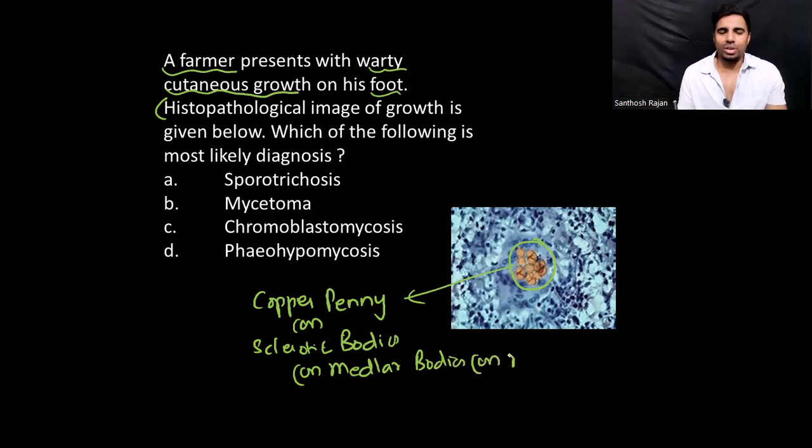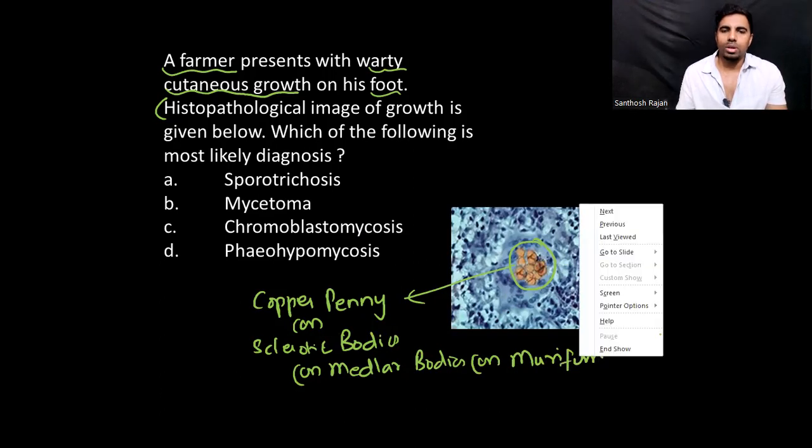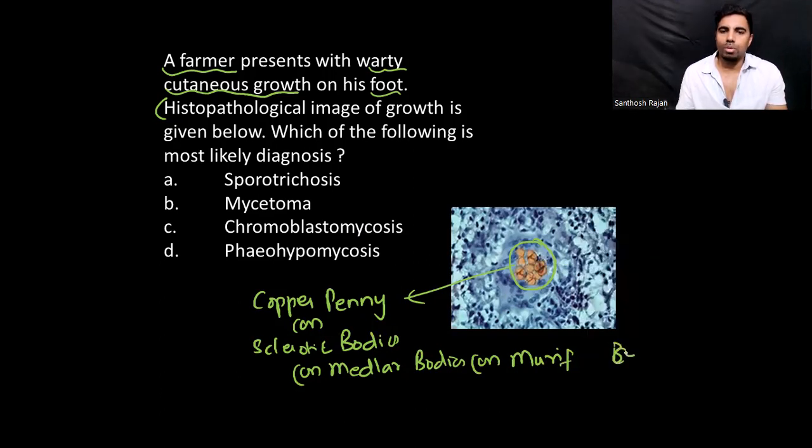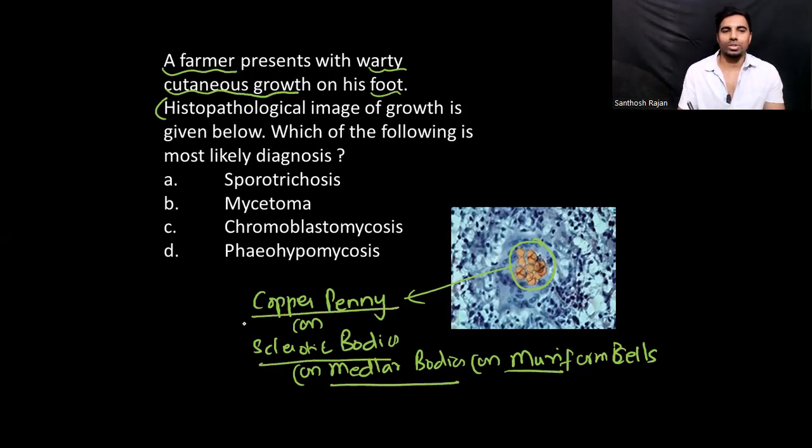It has many names. Muriform cells or Muriform bodies. All right, Muriform cells. Muriform, like Murmura, no? Kurkure, Murmura. That's how it looks. It looks like medlar bodies, sclerotic bodies, copper penny bodies. Okay, copper penny bodies. So these are the names.